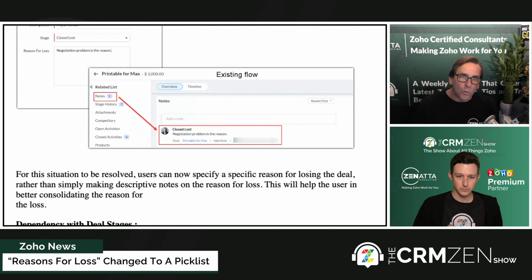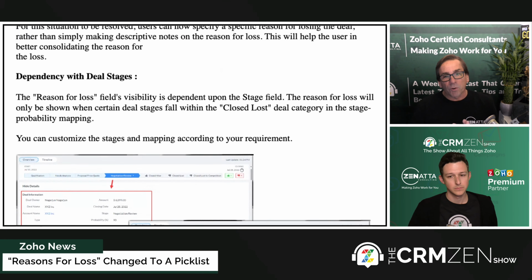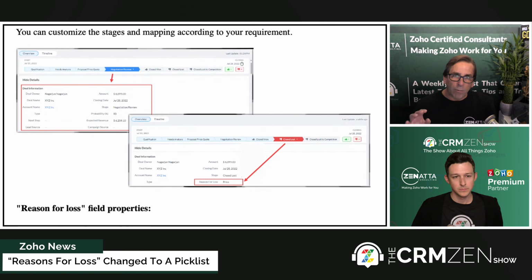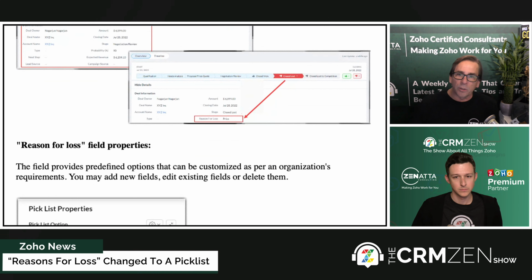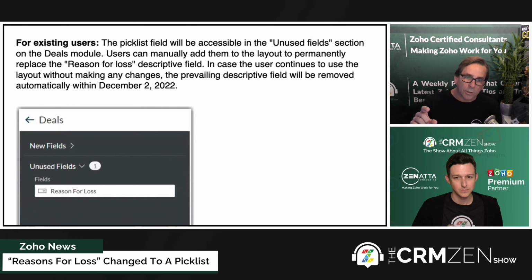If you're a new Zoho user, you're never going to see that text box. It's gone. You're only going to have that reason for loss field that's going to appear automatically in the deal that you can customize. If you're an existing user who's had this for a long time, that reason for loss went into the notes field. It's going to stay in the notes field. None of those are going to go away. But on December 2nd, that text box is gone.